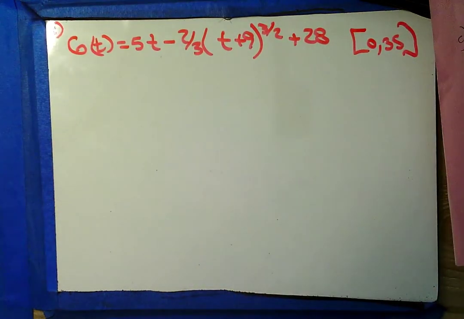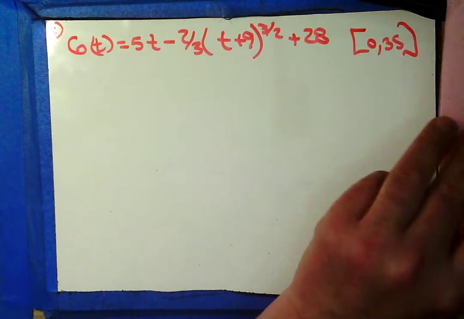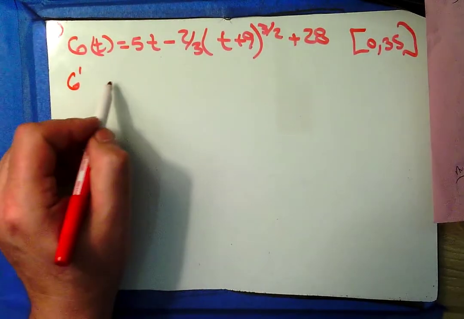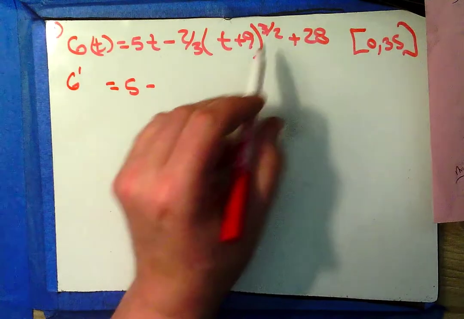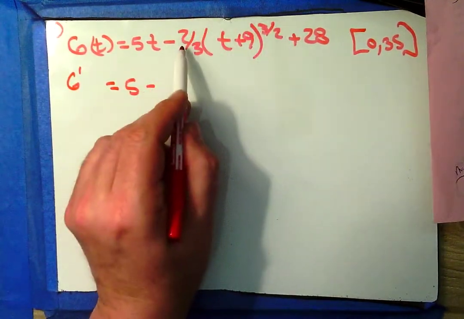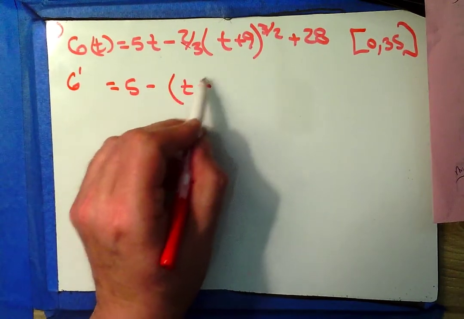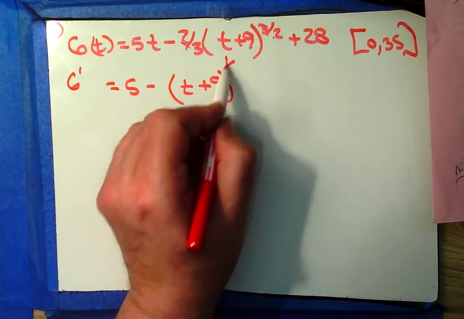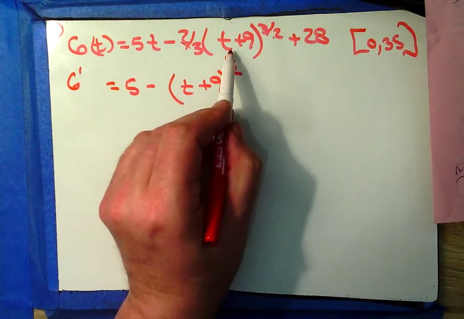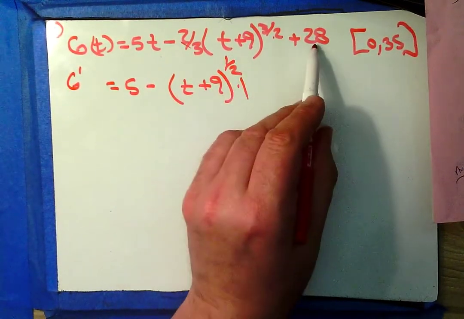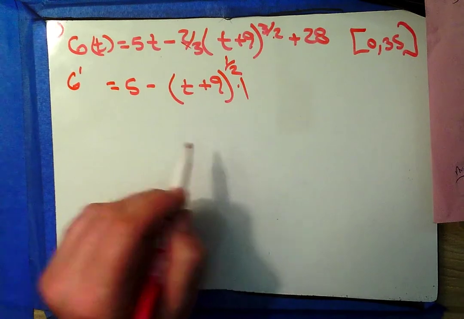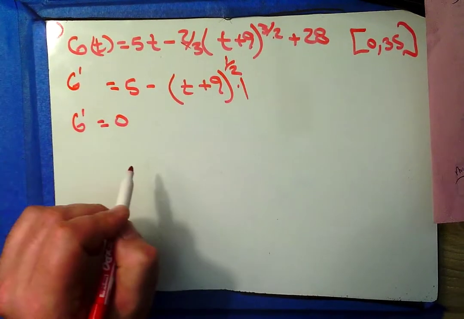And then they say, based on this model, when is the number of gallons an absolute max? Okay, so I need G prime, which is 5 minus, I take the derivative of this, which means I bring down the 3/2, and that cancels with the 2/3. So I've got (t plus 9) to the 1/2. Derivative of the inside function is 1, and the derivative of the 28 is 0. So set G prime equal to 0.